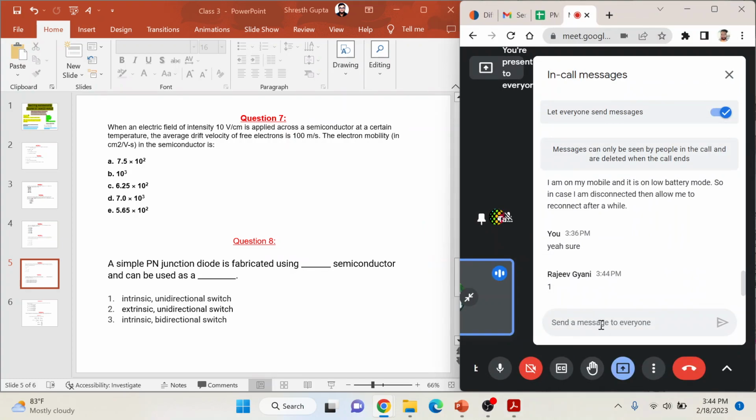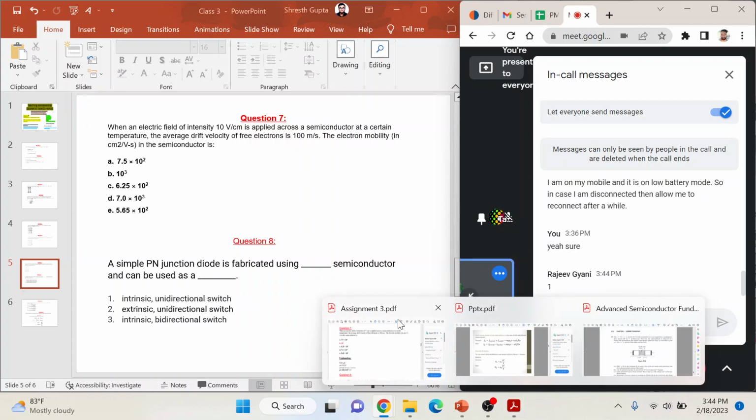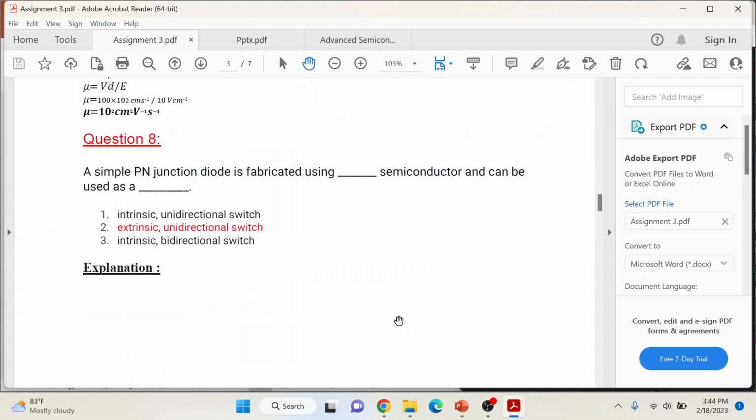So Rajiv ji is saying one, and why is it so, Rajiv ji? You can type. Actually, diode is only unidirectional. It's not bidirectional. Yeah, exactly, exactly. But why do you think it's intrinsic? I take support of Tanveer in that. Tanveer? Okay. So let's go to the answer. The answer is second, unidirectional was right, but it is extrinsic.